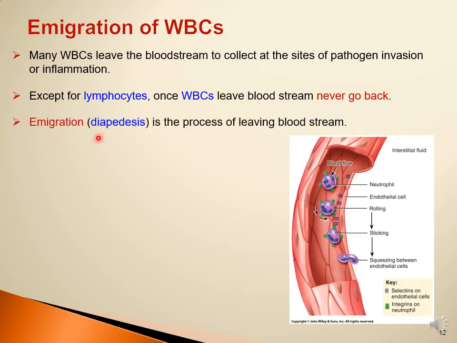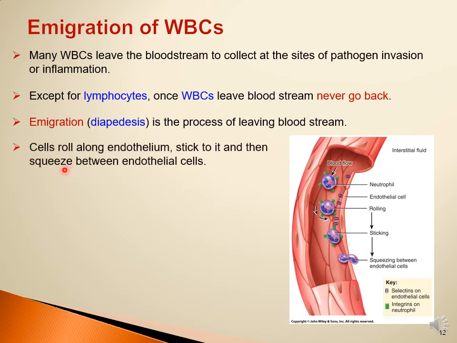Emigration, or diapedesis, is the process of leaving the bloodstream, as you can see here. The white blood cell will go through a certain process, then it will leave the blood by squeezing itself through the slit between adjacent endothelial cells, the epithelium lining the capillaries. The cells first roll along the endothelium, then they stick to the endothelium, then they squeeze between the endothelial cells through the slit or the cleft between them.